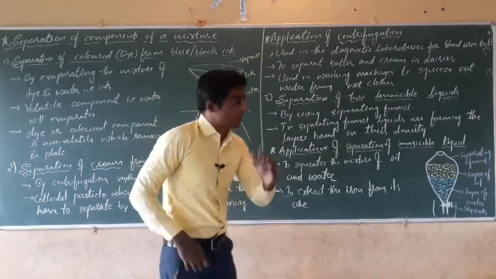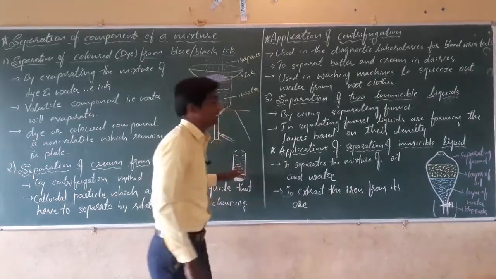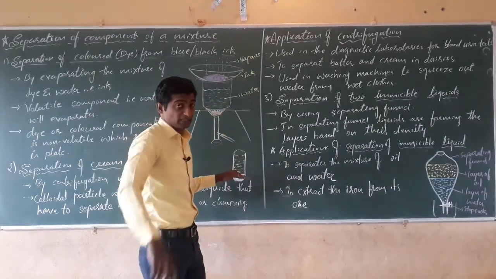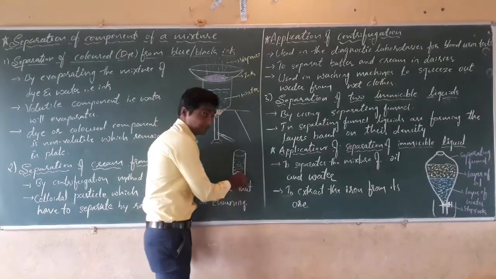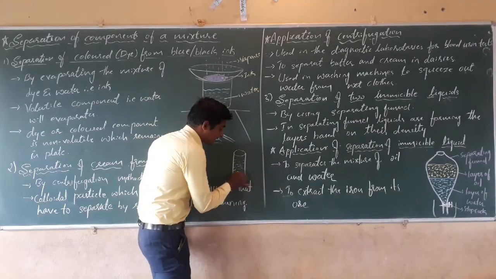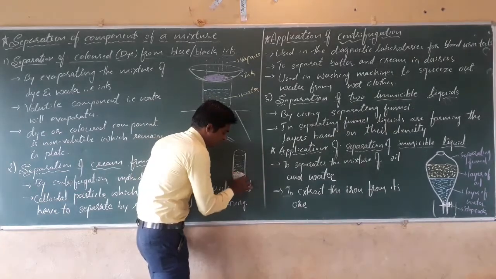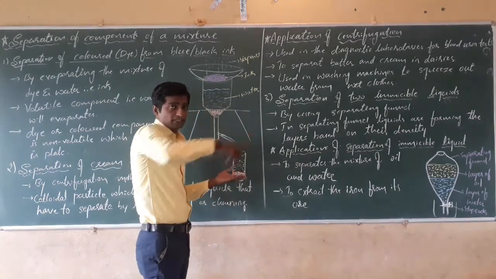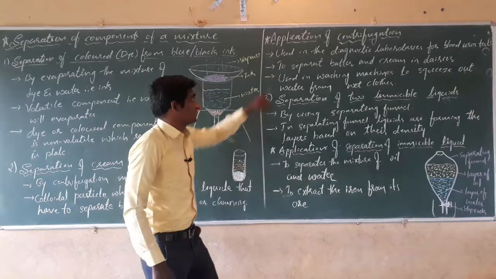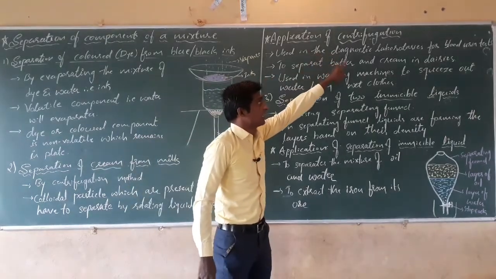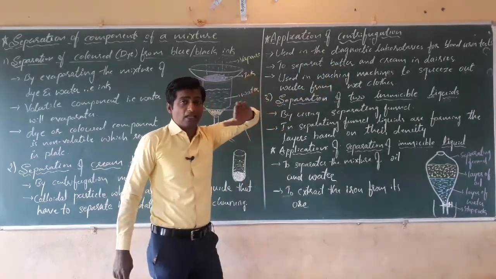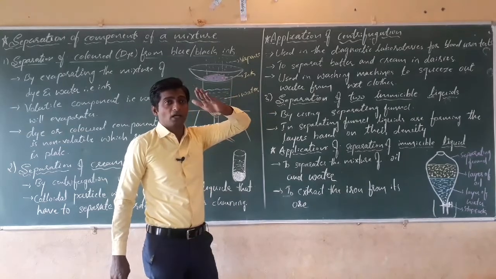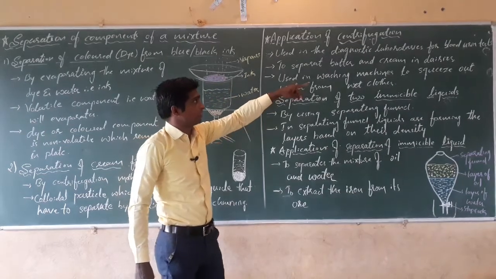Whatever substances are present in the blood, that is RBC, WBC and platelets, these particles will be settled at the bottom, and plasma will be present in the upper layer when we rotate it. This method is applicable in diagnostic laboratories to separate blood components and for testing of blood and urine.